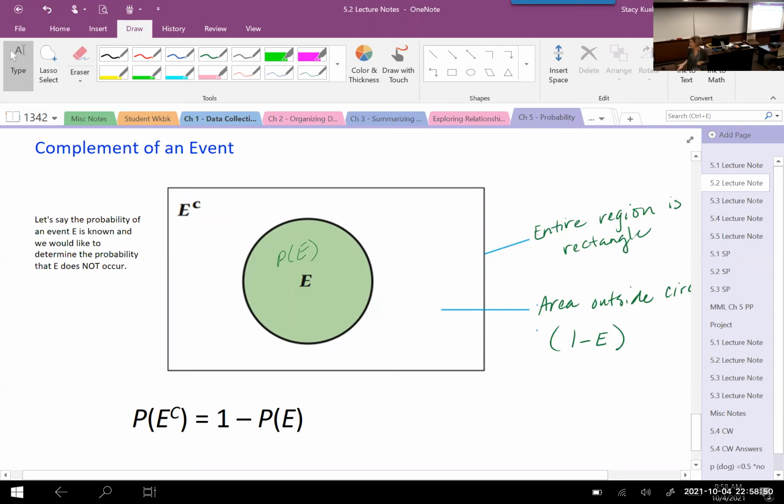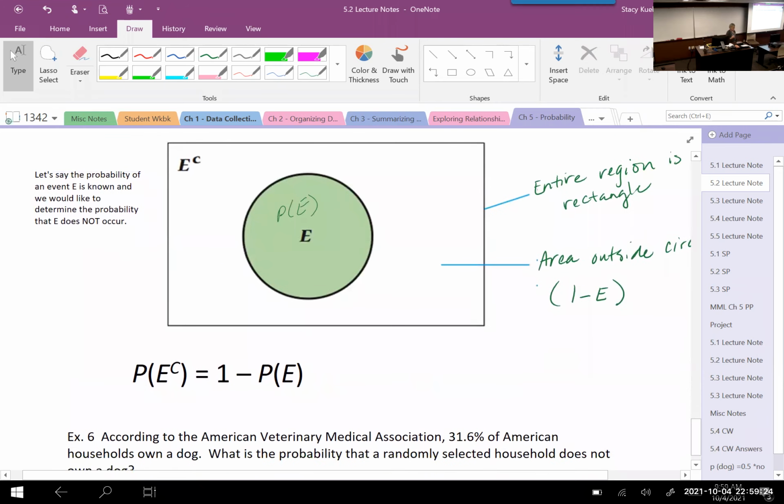Which would always have to be what? 100%, I should say, or 1. Okay, so if I take the area of the circle and cut it out, I'm left with the complement. So when we find the complement, sometimes it's easier to just say 1, which represents everything there, and subtract off the event. It's just sometimes a fast way to be able to do things.